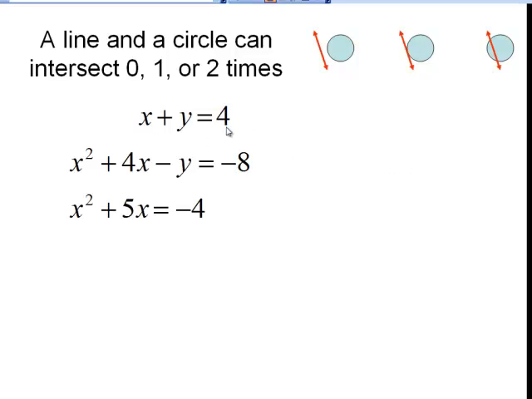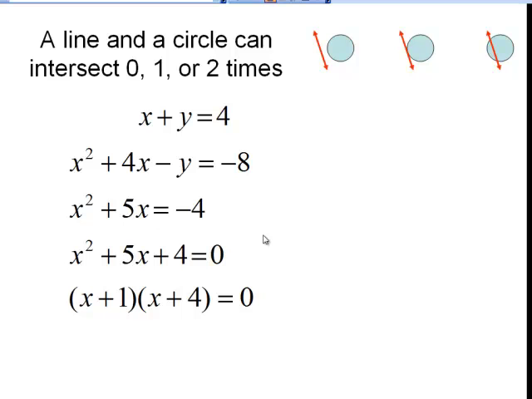Now, if you have x plus y is equal to 4, if you just add these together, you get x squared, 1x and 4x is 5x. The y's disappear. 8 minus 4 is negative 4. Move the 4 across, and then you should be able to factor x plus 1 and x plus 4. So x is equal to negative 1, and x is equal to negative 4. Go back up to your line, and that will tell you the two places. So essentially you have a parabola with two intersection points.